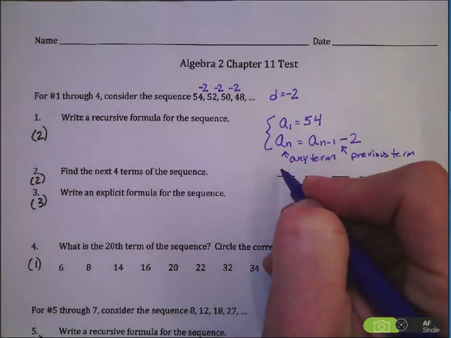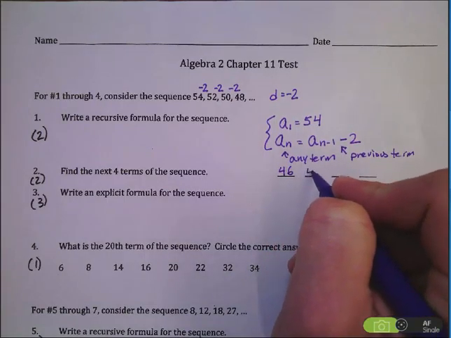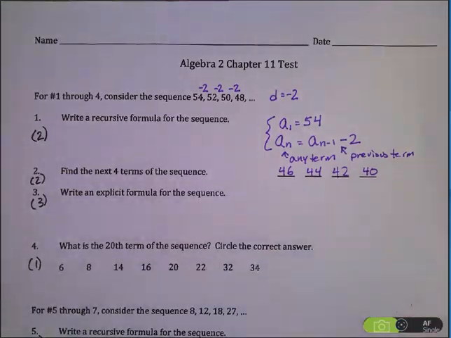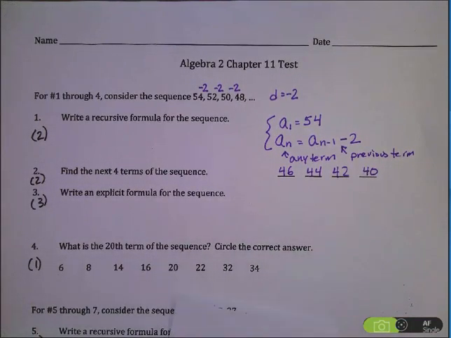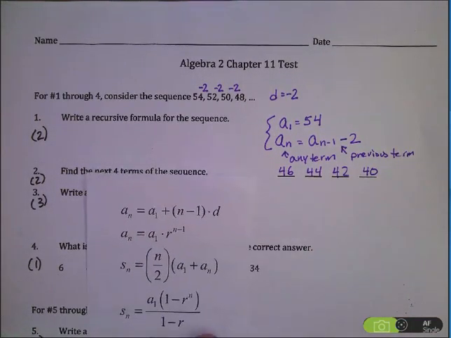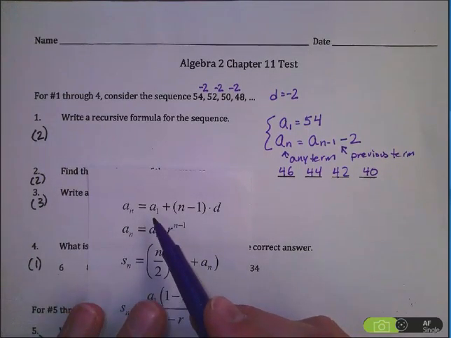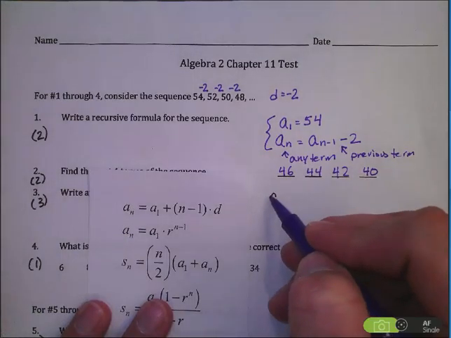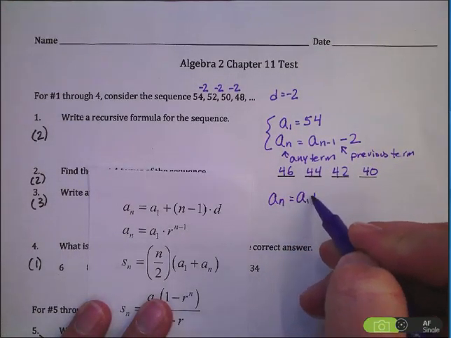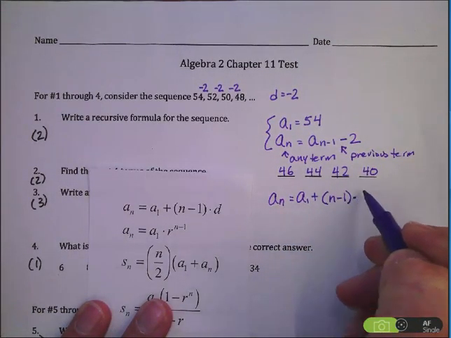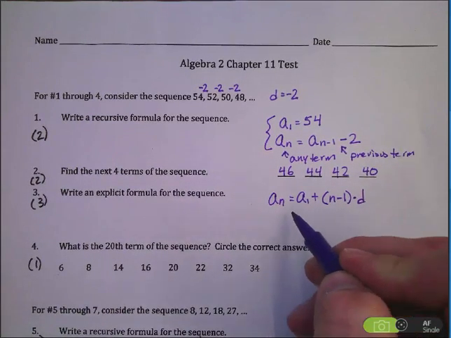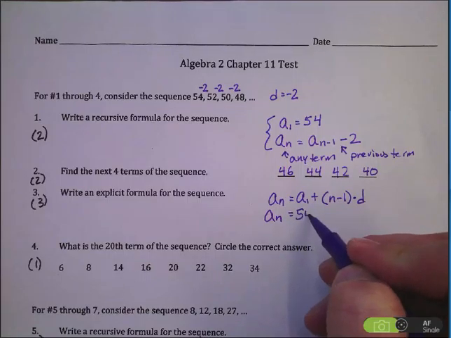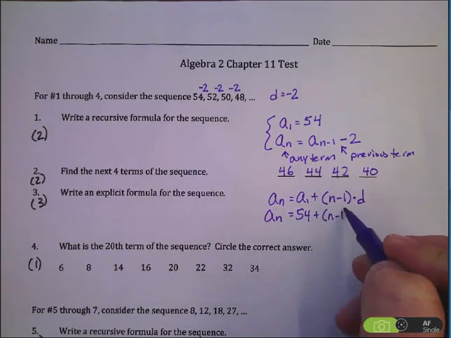Obviously, the next 4 terms in the sequence can be found by subtracting 2, which gives you 46, 44, 42, and 40. For the explicit formula for an arithmetic sequence, we're going to use this formula I'm bringing up right here, a sub n equals a sub 1 plus n minus 1 times d. This is the explicit formula for an arithmetic sequence, and we're going to plug values into it. We do know the first term, a sub 1, that's 54. We also know the constant difference, which is -2.